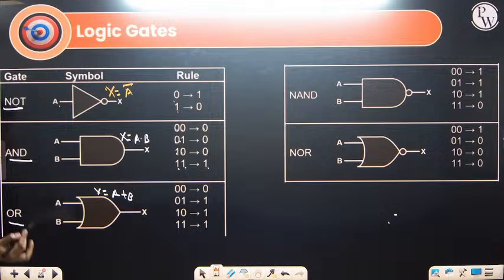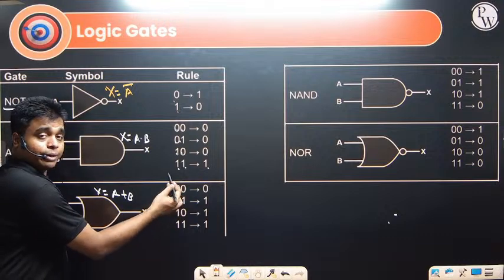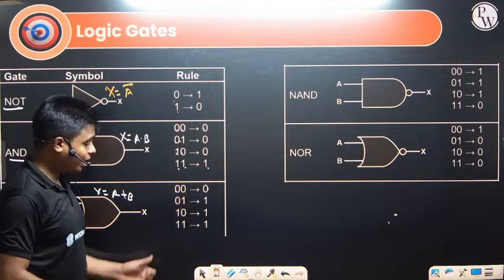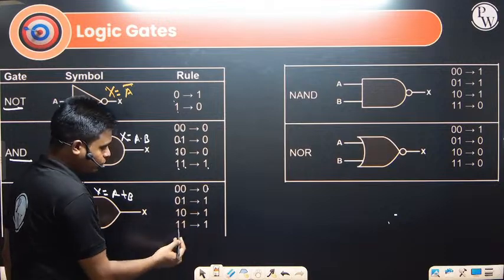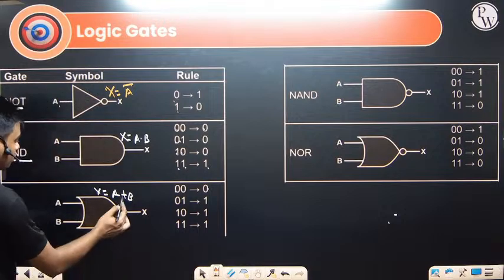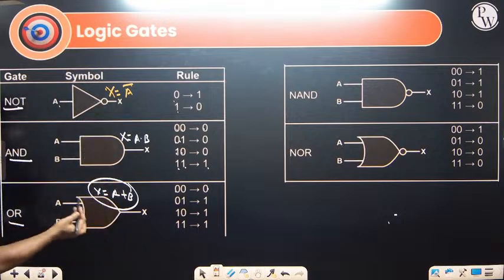So if either of the inputs is 1, the output will be 1. 0 0, both inputs are 0, output will be 0. If one of the inputs is 1, output is 1. 0 plus 1 is 1, 1 plus 0 is 1, 1 plus 1 is 1. This is what we define as the OR gate. You can note down this circuit symbol also.